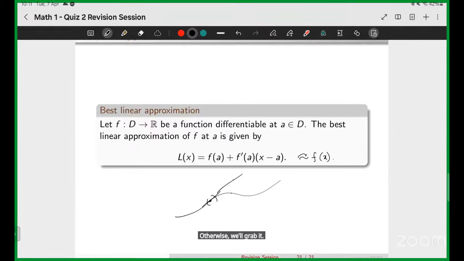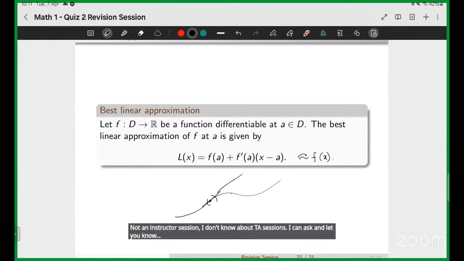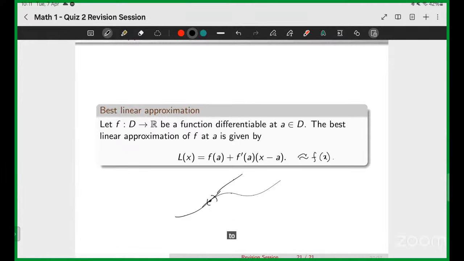Sir, is there any more revision session? Not any instructor session. I don't know about TA sessions. I can ask and let you know. Okay, sir. I mean, you must have the schedule. Okay, sir. So, will we be having the revision session in the live sessions? Just one moment. No, instructor sessions won't be there.